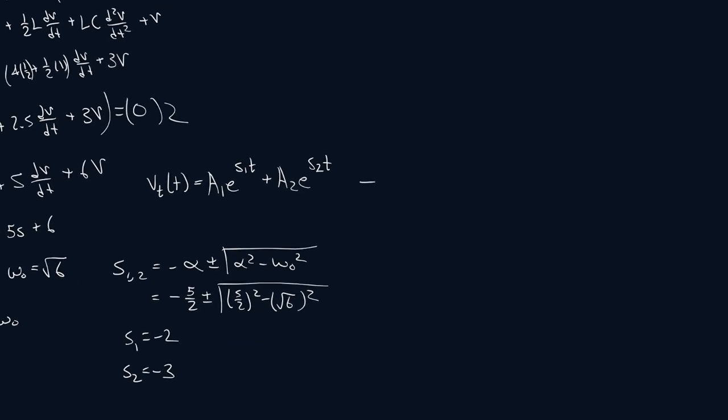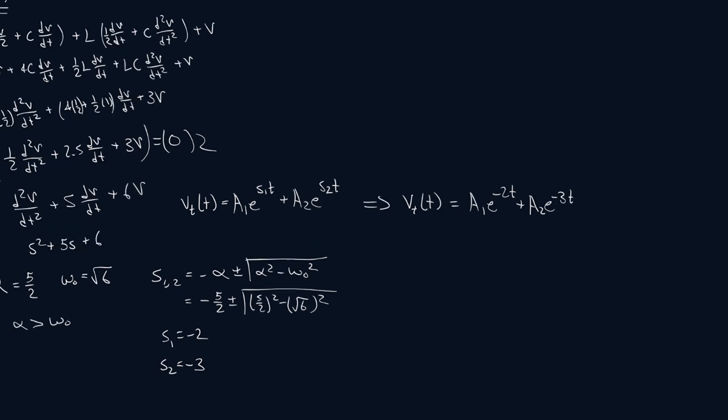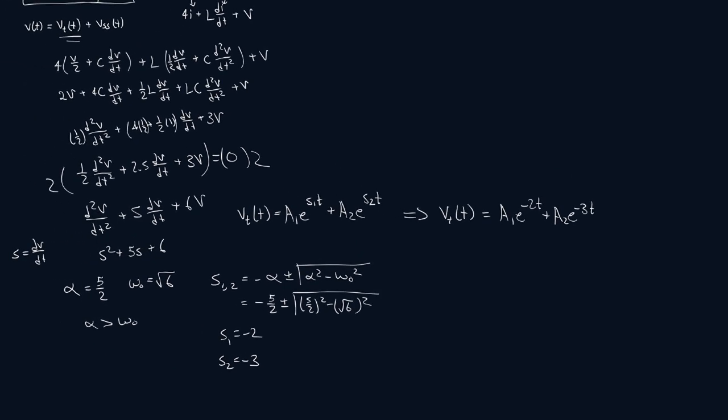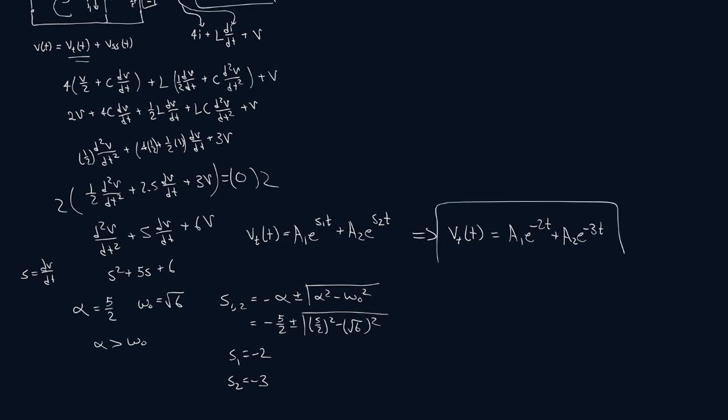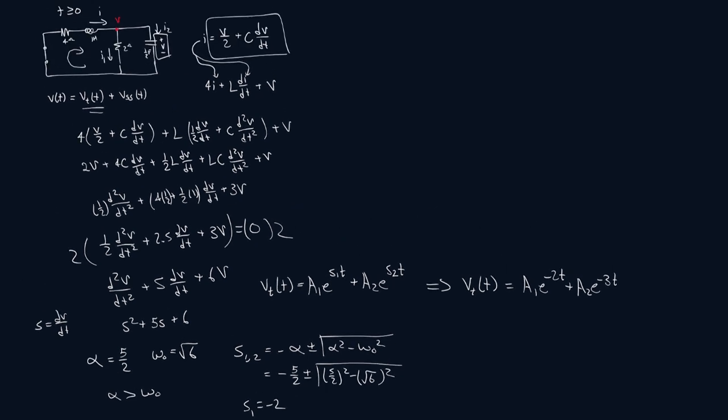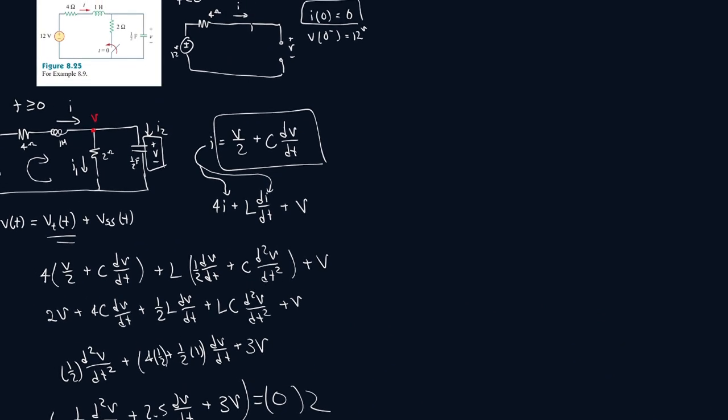So this is just VT equals A1e^(-2t) plus A2e^(-3t). Now, what we're going to do next is find the steady state voltage, and we'll just add it to this, and then after that we'll solve for A1 and A2. So to find the steady state voltage, let's bring back this circuit, but include the source.